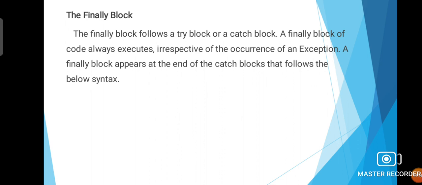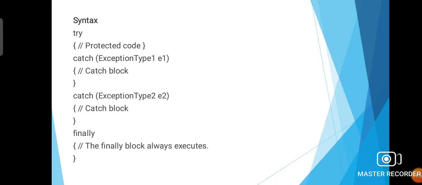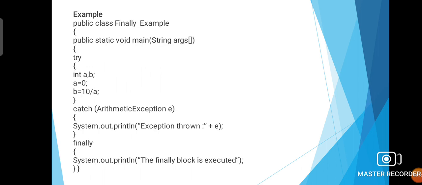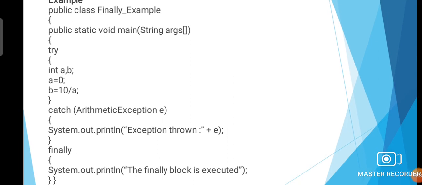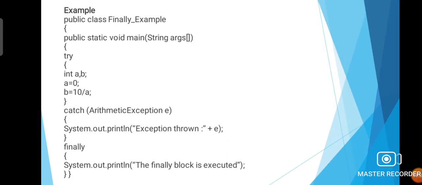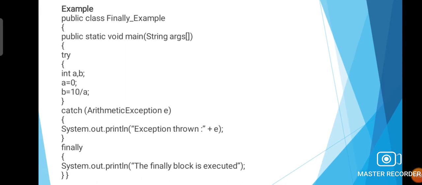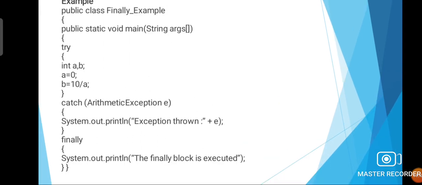The finally block appears at the end of the catch blocks. First of all we have the try block, then the corresponding catch block. Sometimes we may have more than one catch block to handle different types of exceptions. And finally, at last, we have the finally block. So this is the same programming example. Here we have the try block where we perform the division operation, and we mention the catch block for the arithmetic exception, and we have the finally block. Inside the finally we print the statement that the finally block is executed.